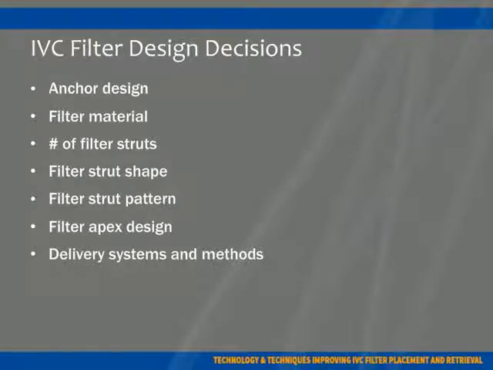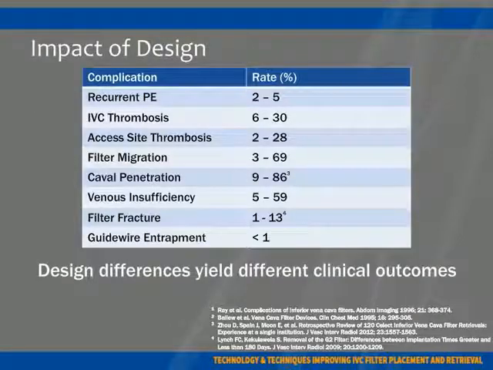So as we look at design, the impact of design determines our complication rate. If you really look at what the complications are reported in the literature, these are the numbers that you might see. It depends on which filter you're using. Caval penetration can be as low as 9% and as high as essentially 90%, depending on which type of filter you use. Migration, same thing, depending on which site, and that's probably the worst of all our problems.